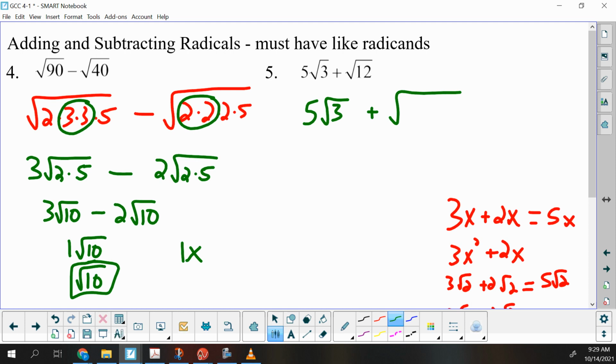Now the 12 was 2 squared times 3. So that one can be simplified. We're going to have 5 square root of 3 plus, we'll have 1, 2 out front with the 3 still inside. When we add those together, we're going to get 7 square root of 3.